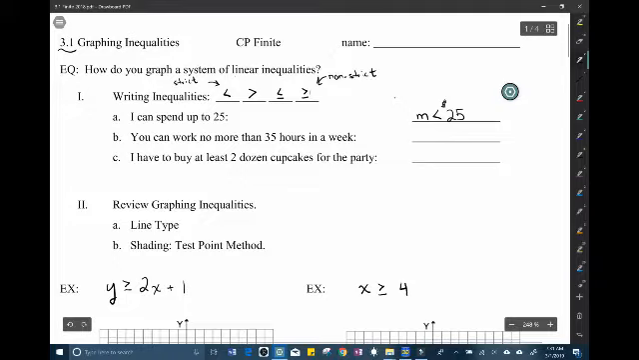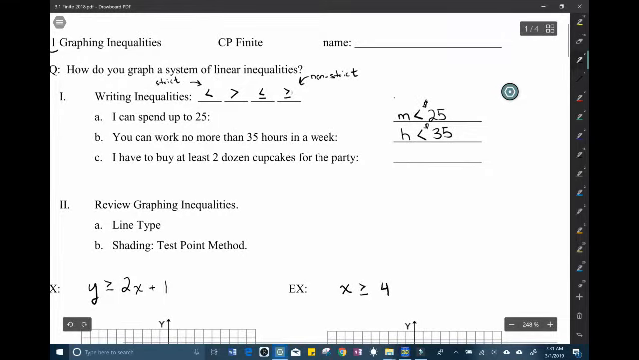You can work no more than 35 hours in a week. So our hours have to be less than 35. Okay, it can be hard to designate strict or non-strict, especially in this case. For the most part, I will try and be very specific as to I can spend up to, but maybe not including, and things like that.